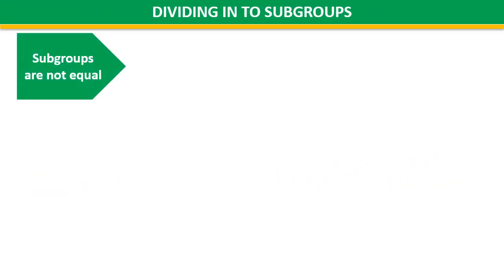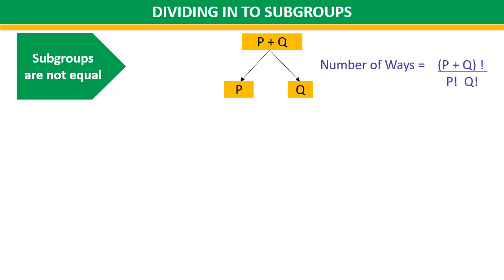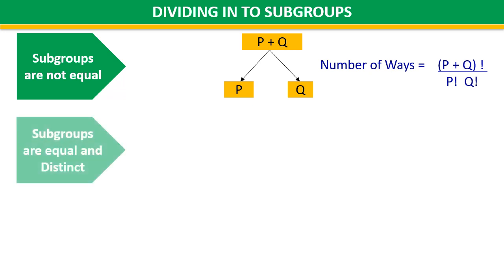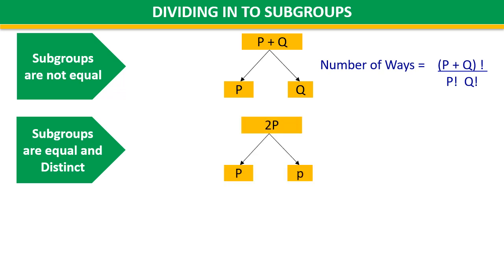Next, subgroups are not equal. Suppose then the number of ways will be, as I discussed, it will be equal to P plus Q factorial divided by P factorial into Q factorial. Suppose subgroups are equal and distinct. Size is equal but they are distinct. Then a group of 2P divided into two small subgroups of P and P, it will be equal to 2P factorial divided by P factorial into P factorial, that is P factorial square.